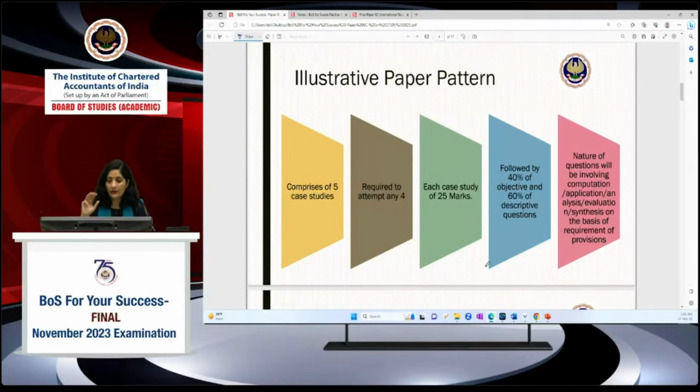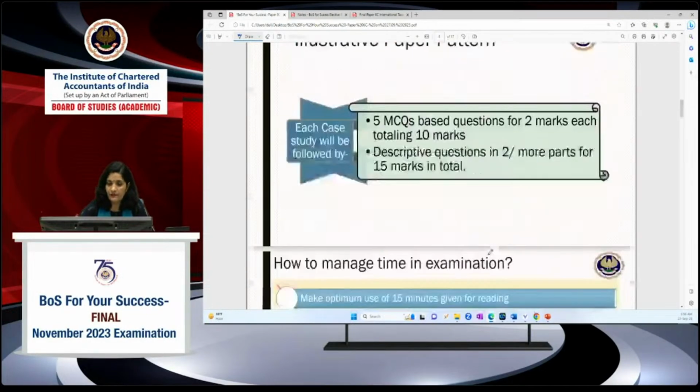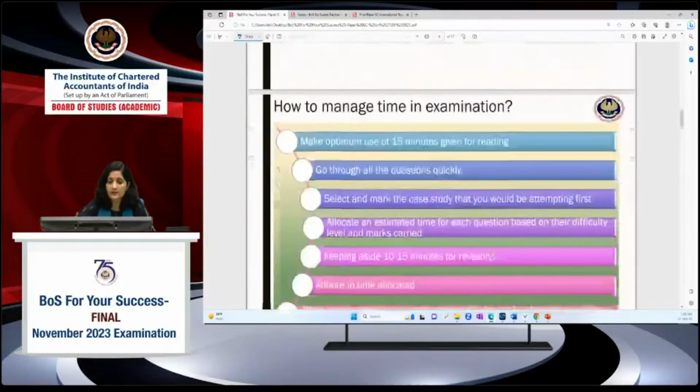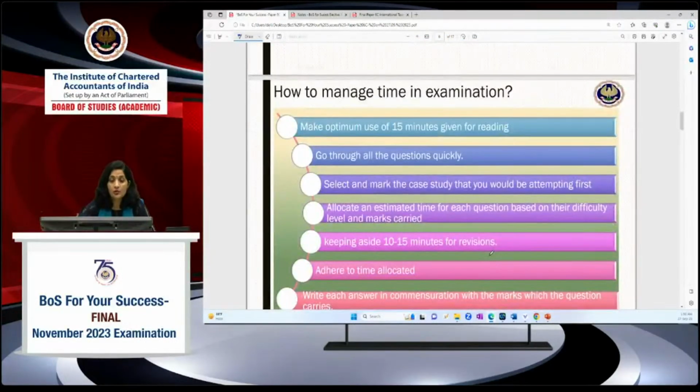So आपको जो 15 minutes का time मिलता है, that 15 minutes time for the reading time, utilize that 15 minutes time. आपको क्या करना है, what you have to do is that in 15 minutes, I know 15 minutes maybe it's not possible to read all the case studies along with its MCQs and choose the case studies.